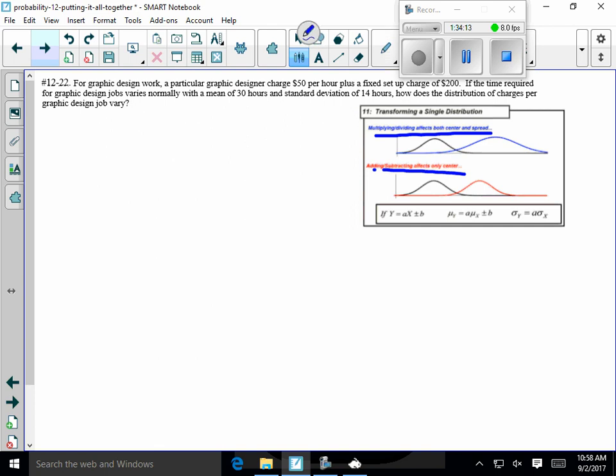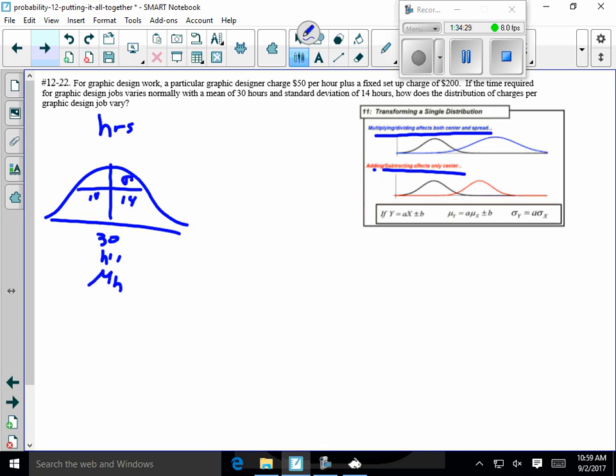All right, so maybe what I would do is say, let's do a distribution for the hours, because they told me it was normally distributed, with a mean of 30 hours and a standard deviation of 14 hours. So this is my mean of hours, my standard deviation of hours. And what I'm really trying to do is transform this into a new distribution for the fees. It will also be normally distributed with some mean for the fees and some standard deviation for the fees, and that's what we're trying to compute.